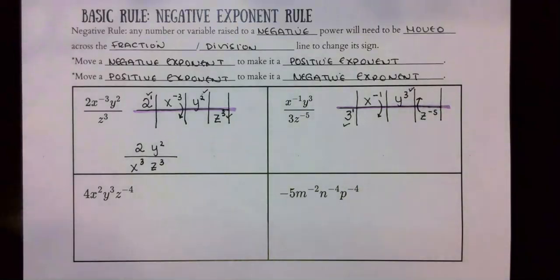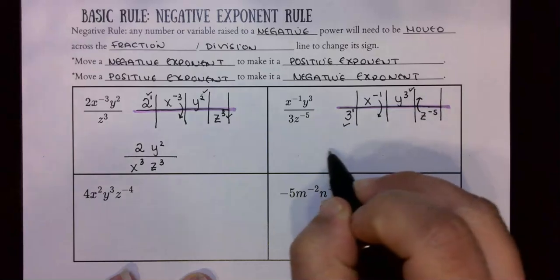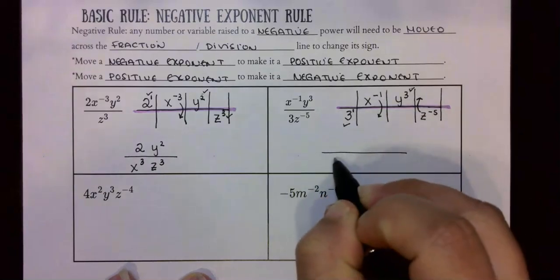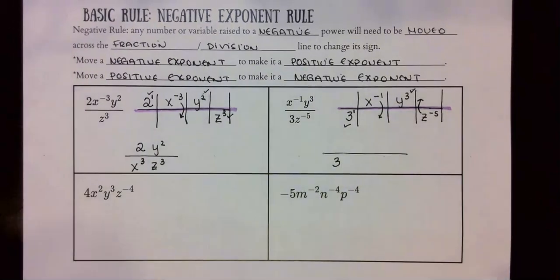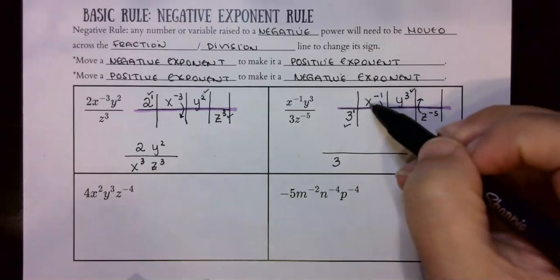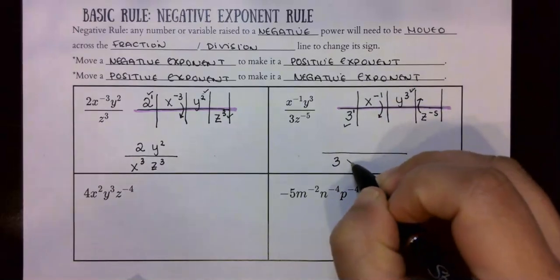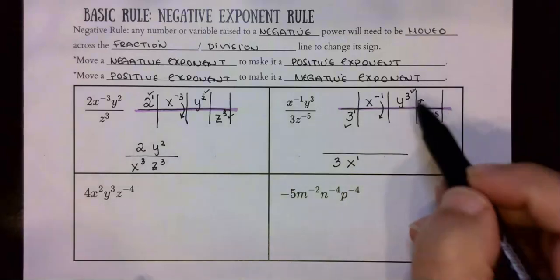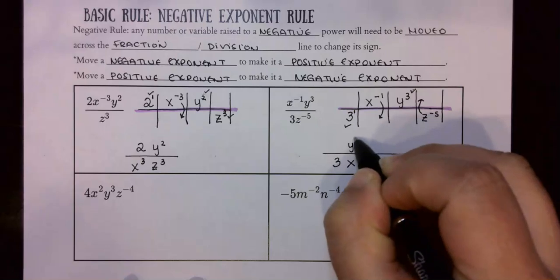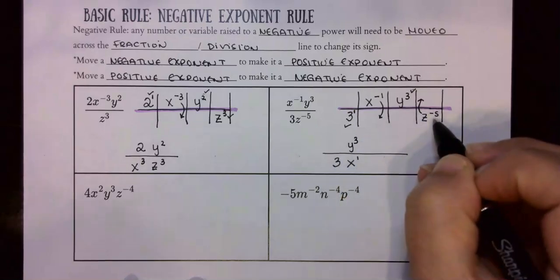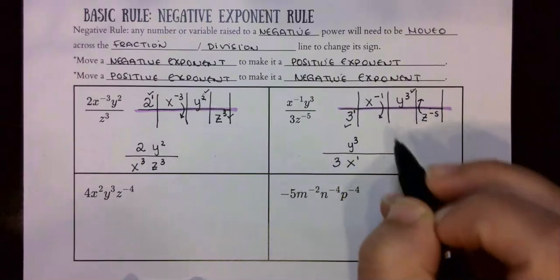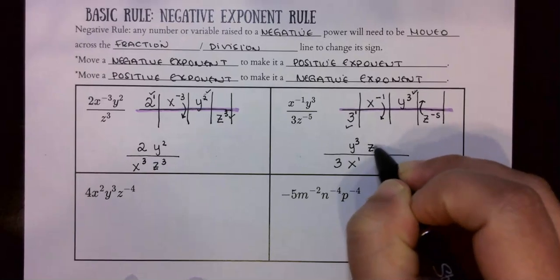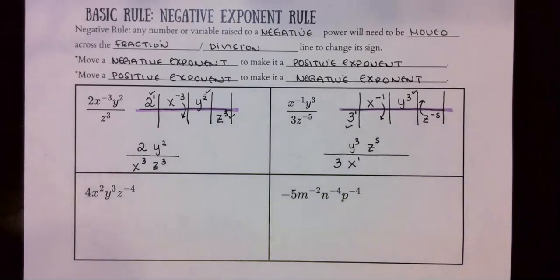So let's go ahead and simplify this. So we said the 3 is going to stay at the bottom. We're not going to move it because it's already good. We're going to say this x to the negative 1 is going to go to the bottom as x to the positive 1. We're going to leave the y to the third on the top. And then the z, because it was negative at the bottom, if we move it to the top, it becomes a positive 5.